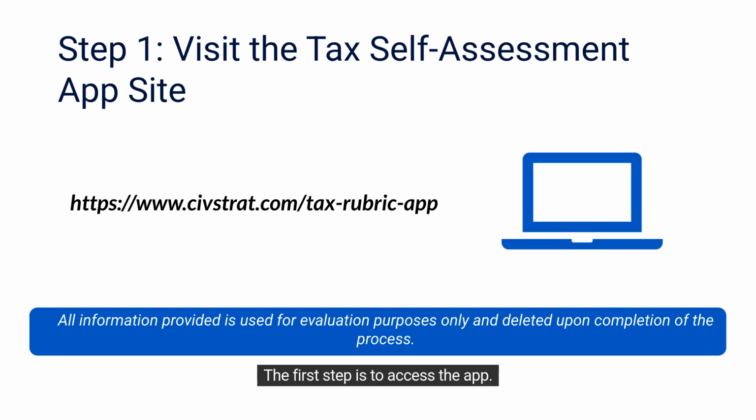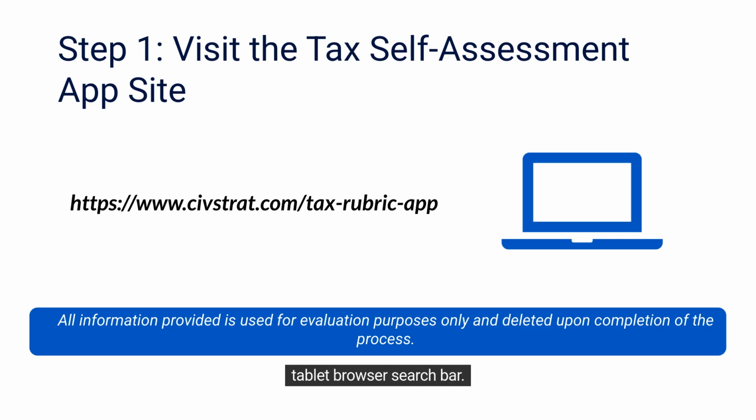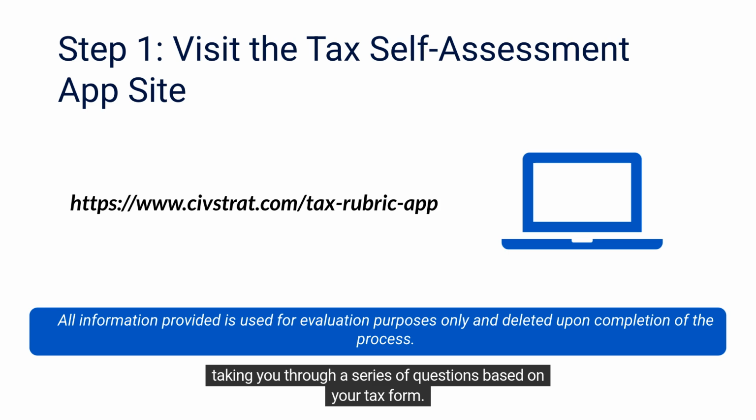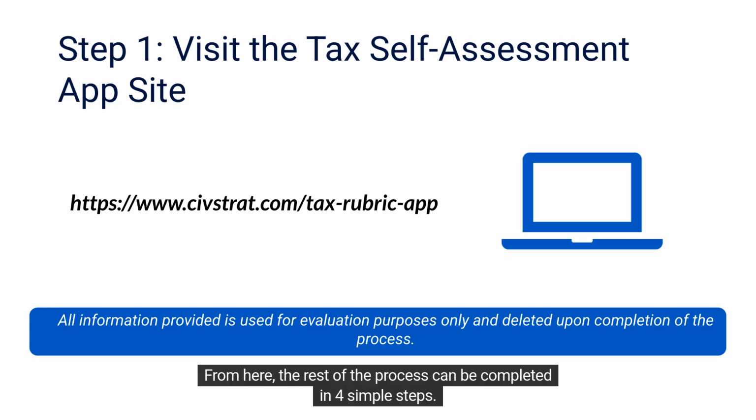The first step is to access the app. The app can be accessed by entering the link seen on your screen into your laptop, desktop, phone, or tablet browser search bar. Once you're there, it will ask you to accept the user agreement and confirm your type of business before taking you through a series of questions based on your tax form. From here, the rest of the process can be completed in 4 simple steps.